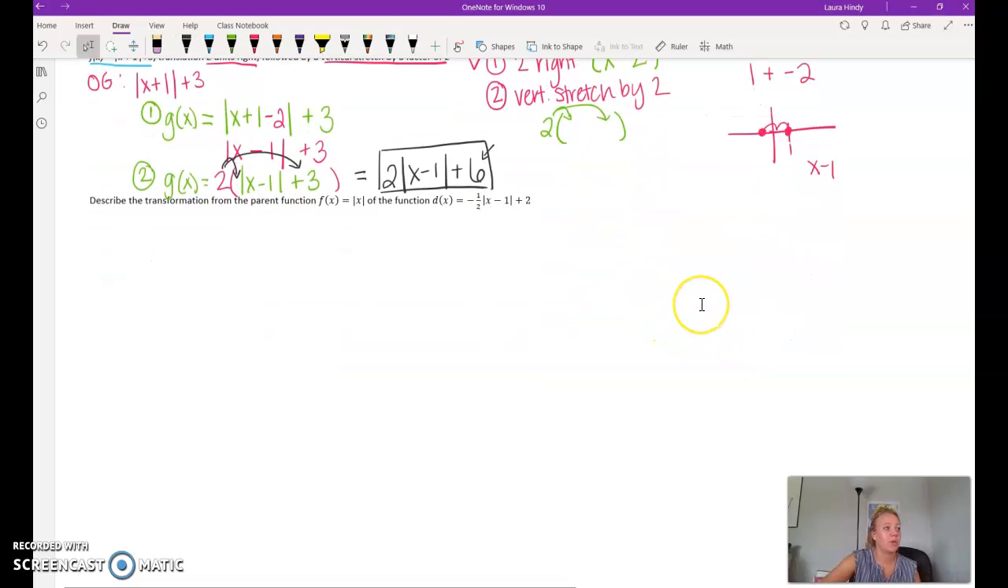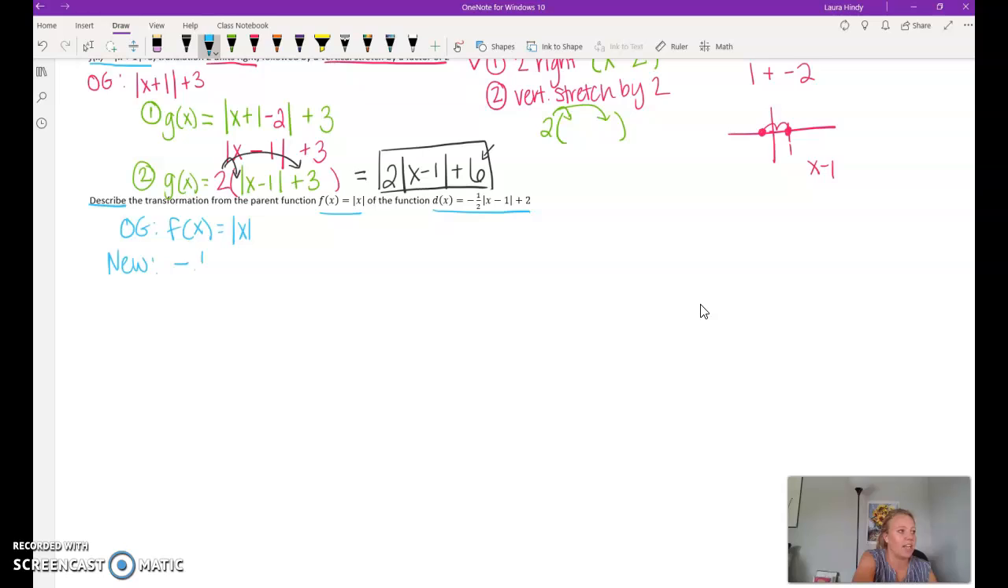Okay, so the last example, now this is asking you to describe the transformation from the parent function of this new function. So my OG is f of x equals absolute value of x, sorry. And my new one is negative 1/2 times the absolute value of x minus 1 plus 2. And it's just asking me to describe. So if you remember my steps, circle what's different. So I'm going to say circle differences. And step 2, we're going to describe each one.